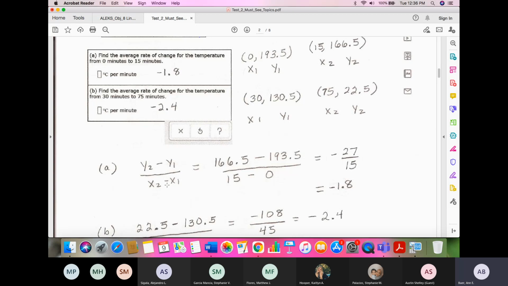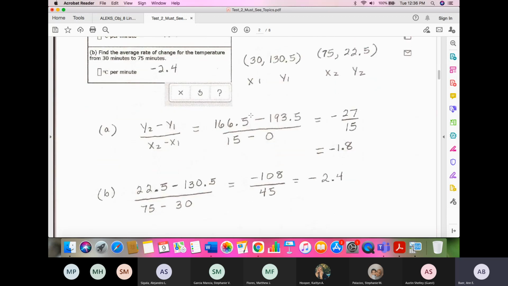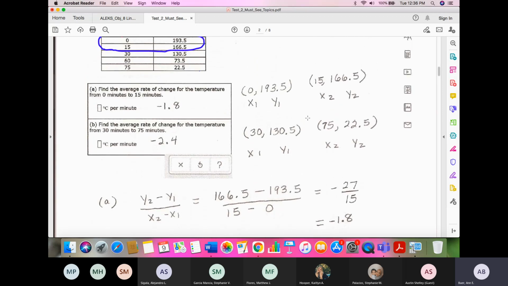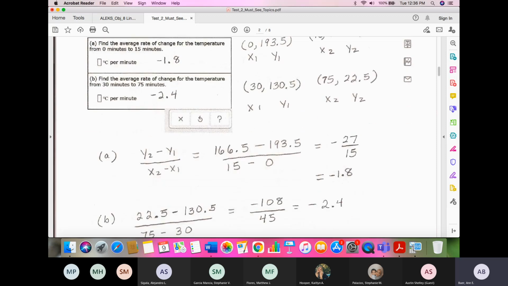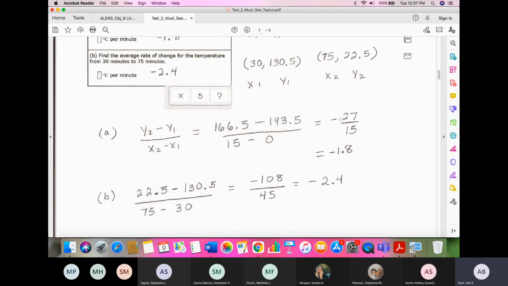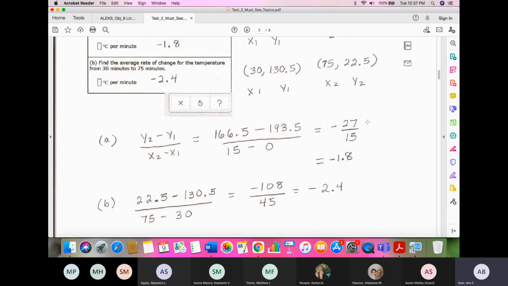And then minus x1. x1 is 0. And then I just used the calculator to figure out these numbers here. And the calculator is available in ALEKS for this problem. I got negative 27 over 15.